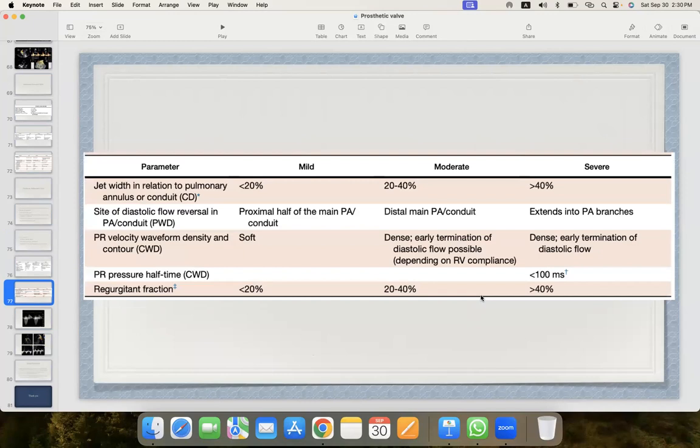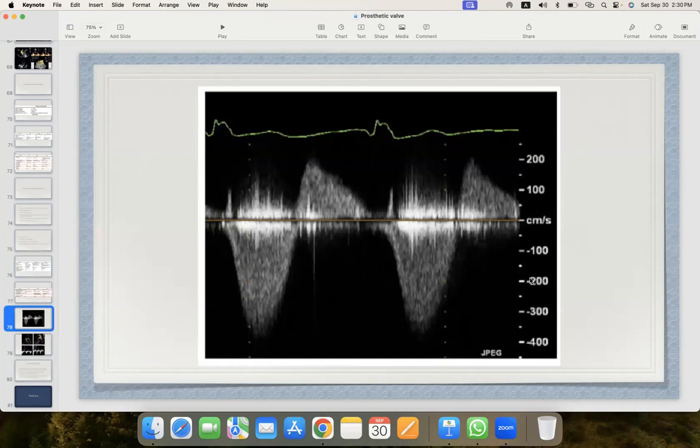The other thing to look for is in the patient with the pulmonary regurg, we look at the pressure half-time. So in the patient with the pulmonary regurg, if the pressure half-time is less than 100, we consider this as severe. Also, if there is an early termination of the regurgitation flow, that will also indicate that the patient has a severe pulmonary regurg. You will see here that there is an early termination of the flow, and that indicates the patient has severe. And if you measure the pressure half time, it will also be less than 100, indicating that the patient has severe pulmonary regurg.